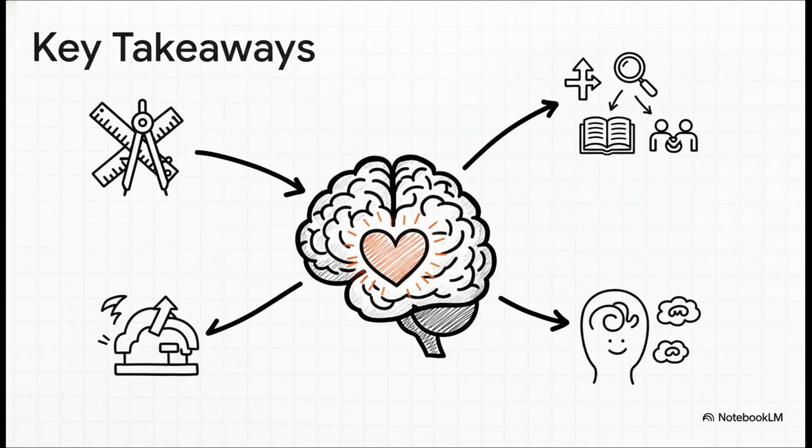So let's bring it all home with the key takeaways. First and foremost, engagement isn't something we should expect from students, it's something we have to design for. Second, your most powerful design tools are choice, relevance, and collaboration. Use them. And finally, always remember you're designing for a human brain, one that is wired for emotion and connection. If you can keep that in mind, motivation will follow.